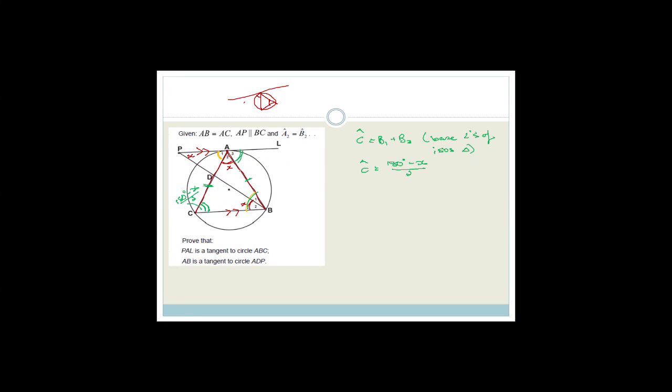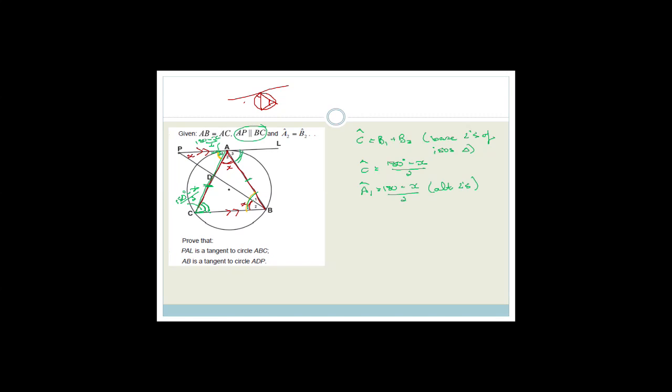Now, what else can we do? Let's think about this a little bit. We know that this is parallel. So do you agree that this angle here, A1, is alternate to C? Let me try and draw it in for you. There it is. So therefore, A1 is equal to 180 minus X over 2 as well. Why? Because they're alternate angles, and we don't need to write what's parallel because they gave it to us. There's only one pair that's parallel.